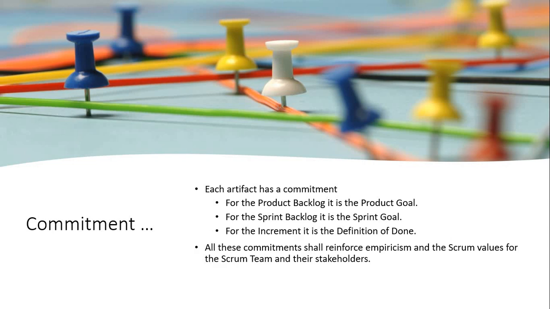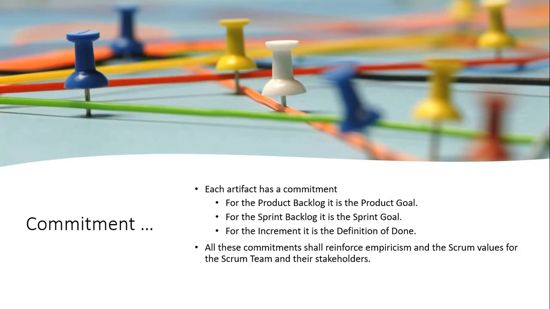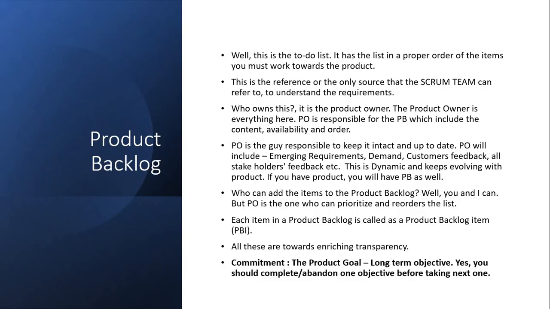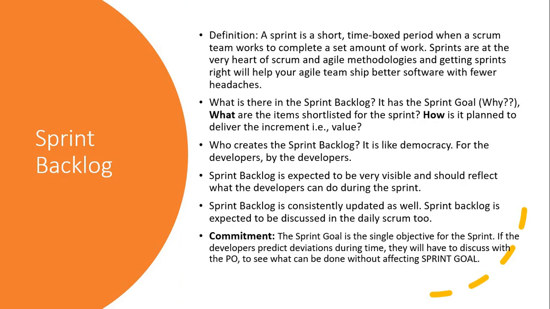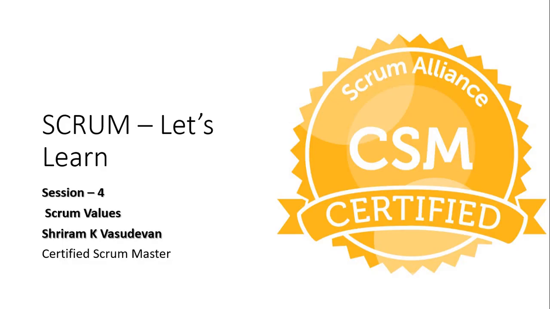Let me quickly go through what all the things we have covered here. We have seen what artifacts are. Artifacts are nothing but value that you are delivering. We have seen what commitment is. We have three commitments available: product goal, sprint goal, and definition of done. I then explained what a backlog is. It is nothing but a list, product backlog. Sprint backlog is nothing but a time frame which will help you in understanding why, what, and how. And there is a commitment to it as well, which is sprint goal. And finally, increment, which is nothing but the delivery. And you have the commitment of definition of done here. And let's learn about Scrum values in the next session.